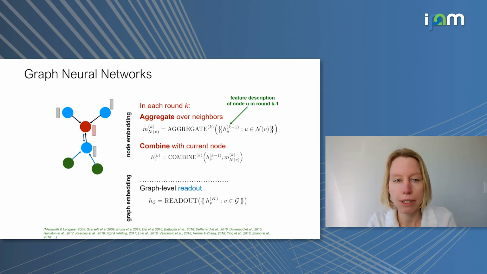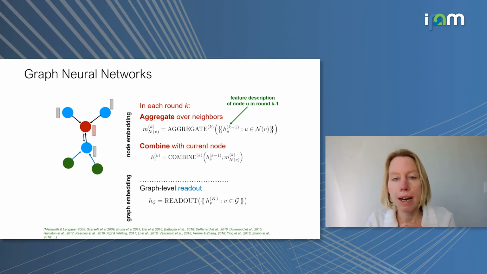And the final readout, meaning now you have learned a representation for every node, and now you want to collect these representations and put them into a final vector representation for the entire graph. And this is essentially, again, an aggregation operation. So something like transforming these vectors and summing over them, for example.